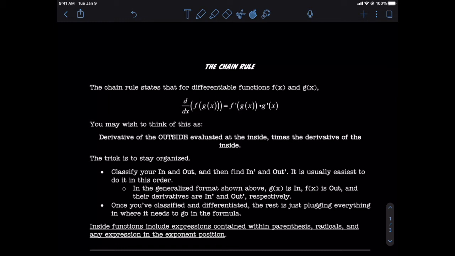No matter what, it's going to be important that we stay organized. The first thing we're always going to do is classify our in, in prime, out, and out prime, usually in some kind of order similar to that. Once you have that information, you just plug into the formula that we have shown above. By the way, you're going to have to start to develop a sense for what's an inside function and what's an outside function. Normally, it's easiest to think of things in terms of the inside function first. Inside functions are usually contained within parentheses or radicals or even in the exponent position of a function. So let's go ahead and take a look at a couple of examples here and see if we can't start to make sense of this thing.